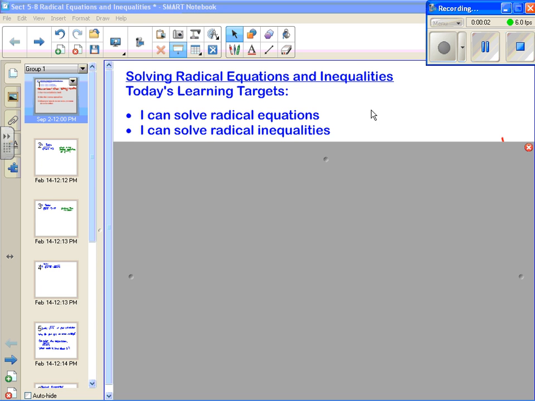Today we're solving radical equations and inequalities. Our learning targets: I can solve radical equations and I can solve radical inequalities.